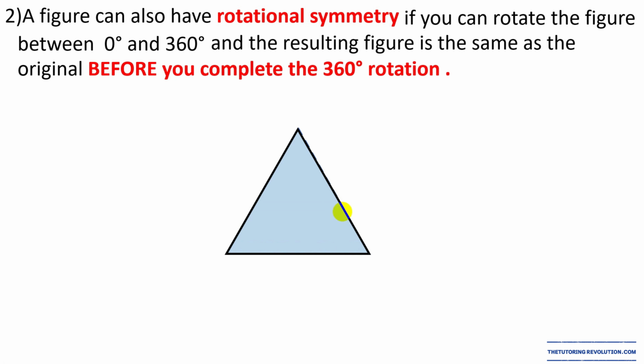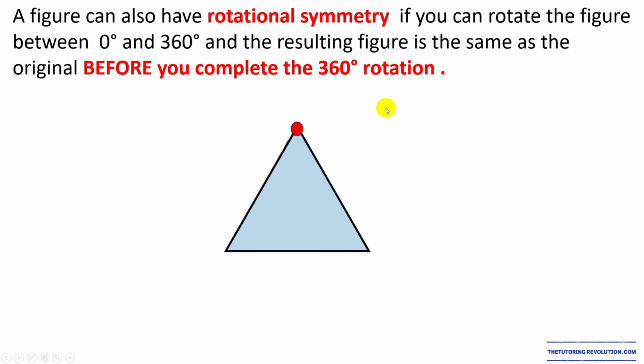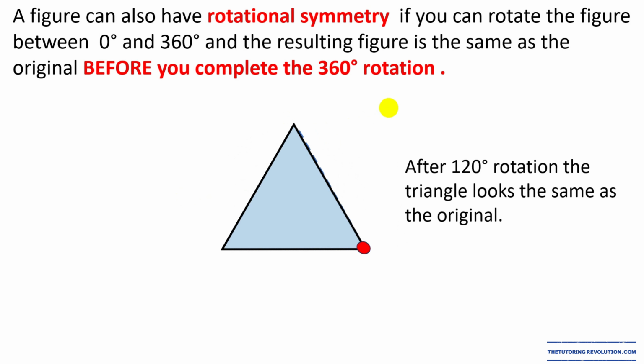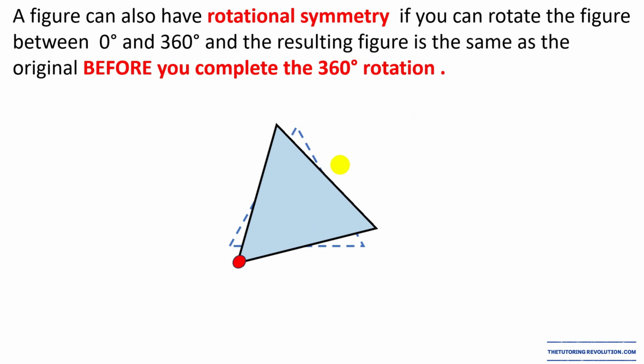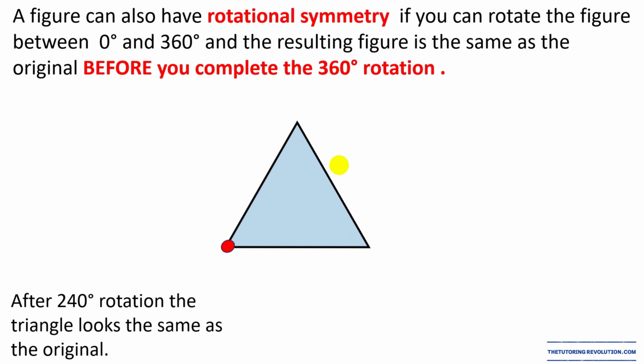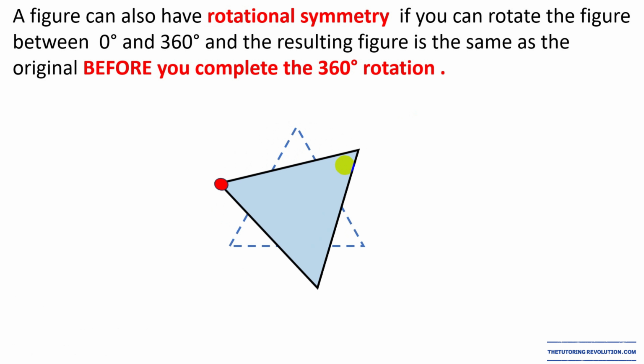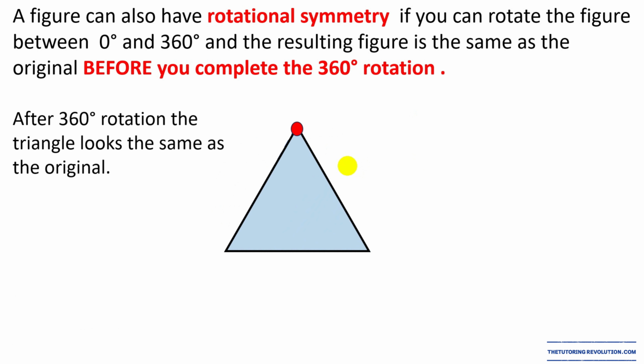For example, we have an equilateral triangle. We're going to mark the vertex with a red circle, so we have a reference point. Now, we're going to rotate that, and we see that after a 120-degree rotation, the triangle looks the same as the original one. Then if we rotate 240 degrees, the triangle looks the same as the original one. And finally, if we rotate 360 degrees, the triangle looks the same as the original one.